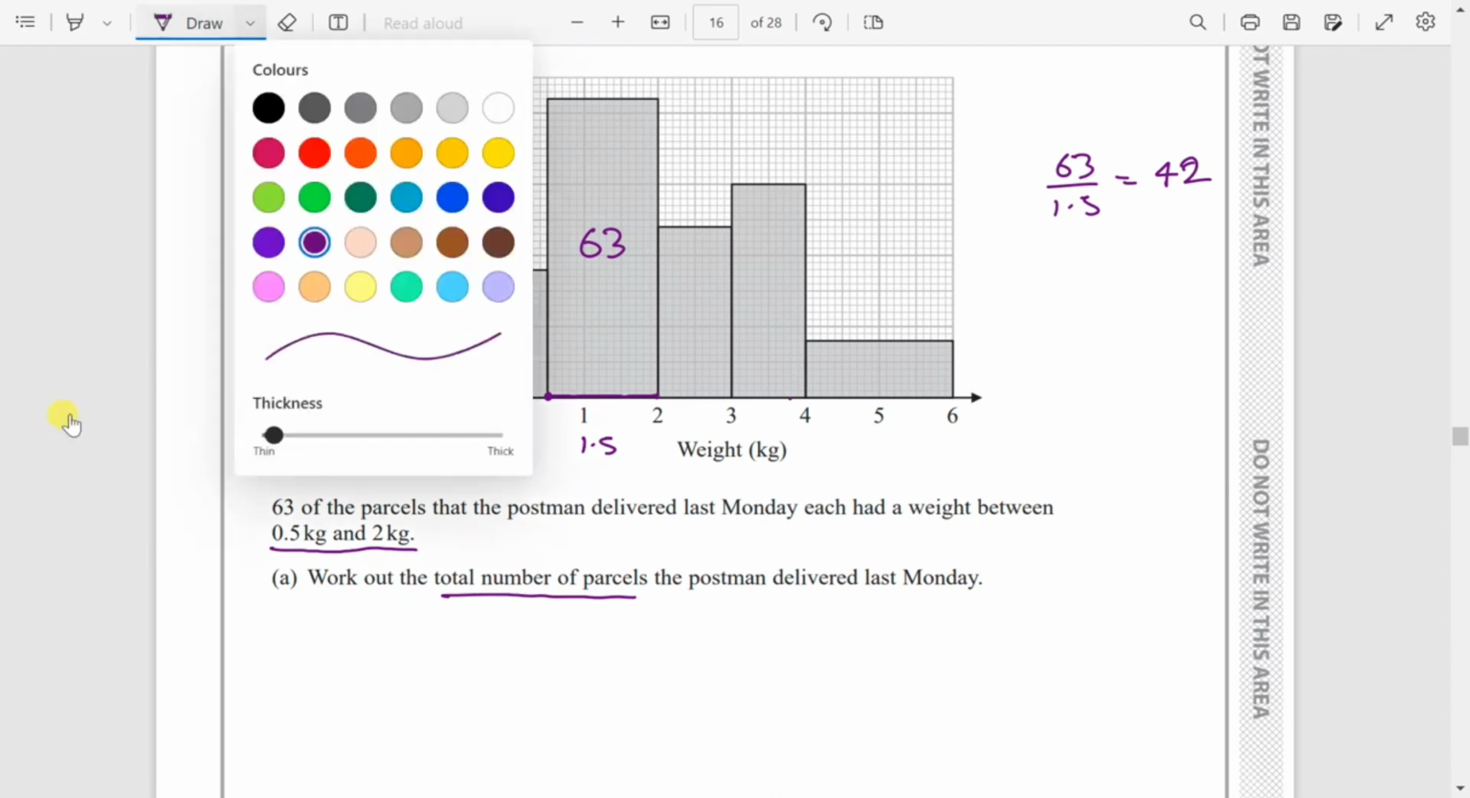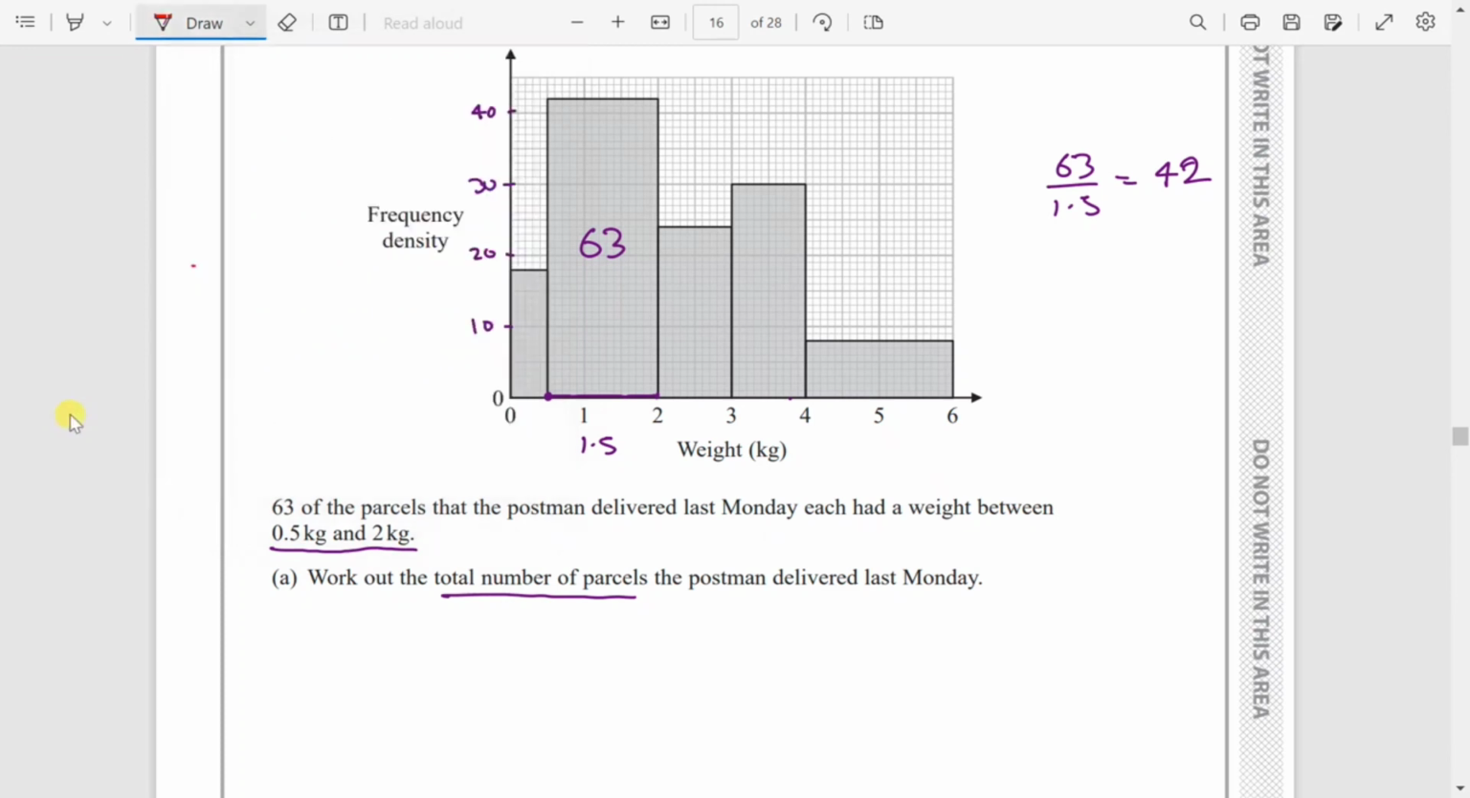So let's do it step by step, yeah? The first one is from 0 to 0.5, so that is 0.5 times a height of 18. Put down your calculator. 0.5 times 18. You should get 9. So the first block is 9. The second one's easy. It's just a difference of 1. 1 times the height of, I think that's 24, isn't it? Yep, so 1 times 24 is 24.